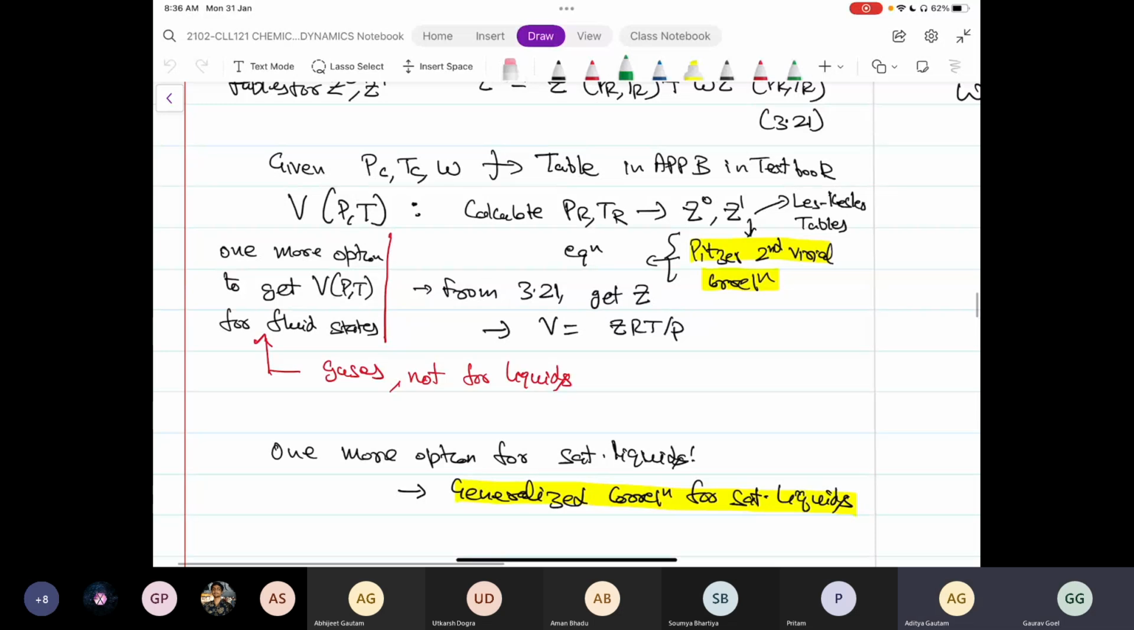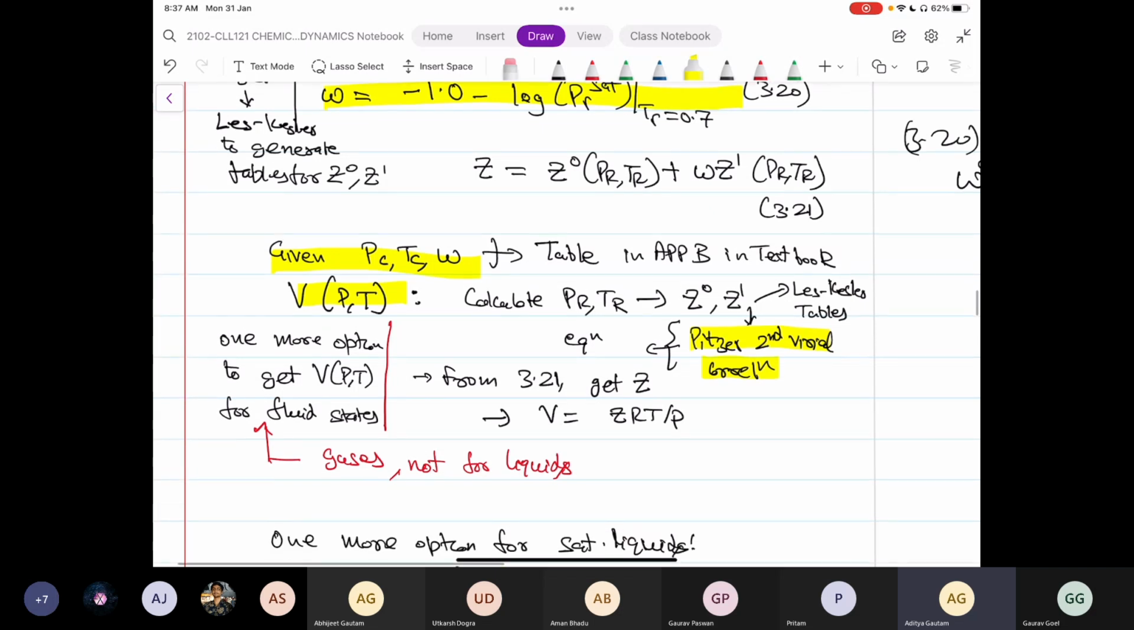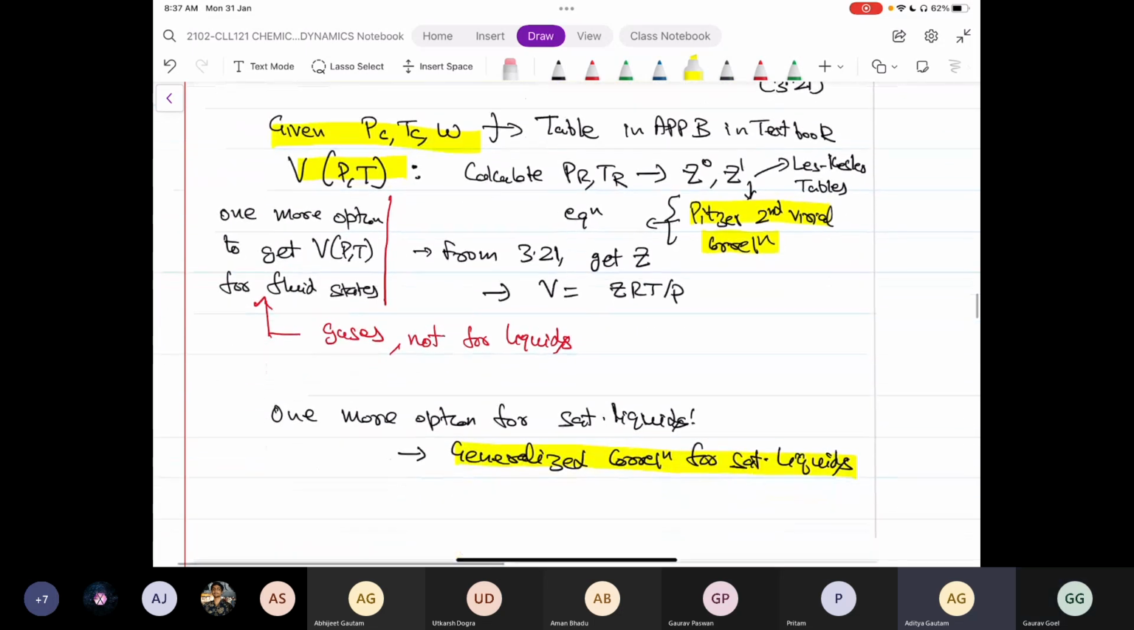Or the one before that, equation 3.21? I was able to get that. I was just asking about the last one. This generalized correlation for saturated liquids we are actually using in one of the problems which we are solving.